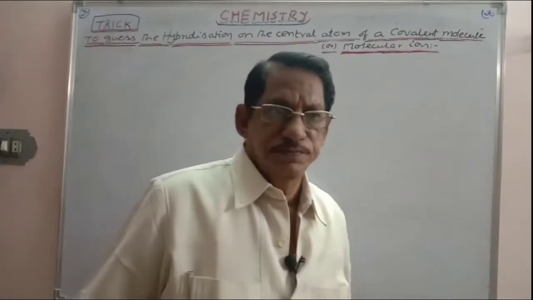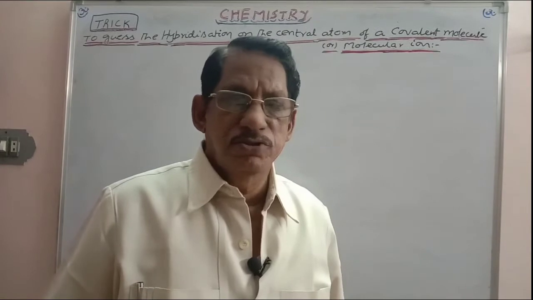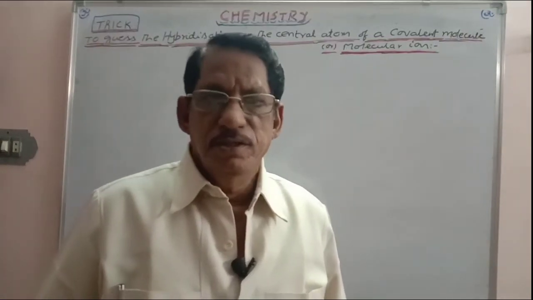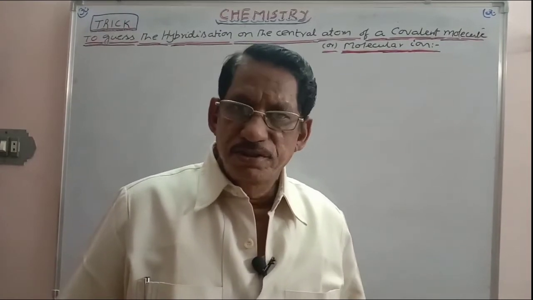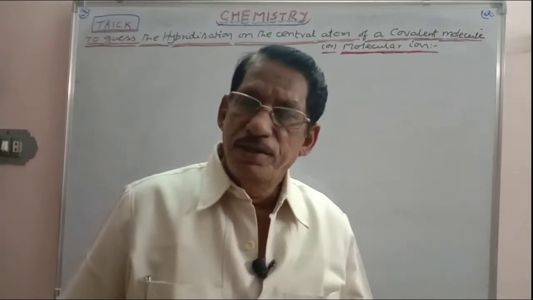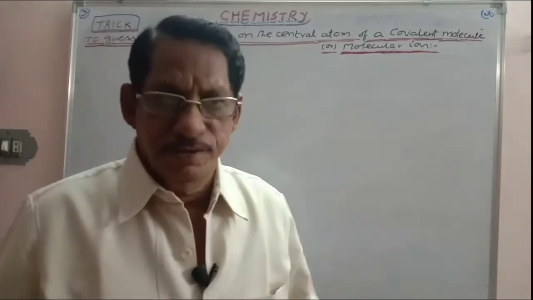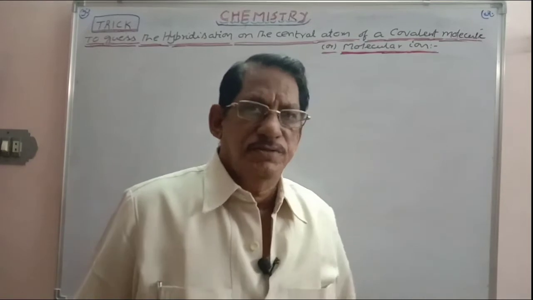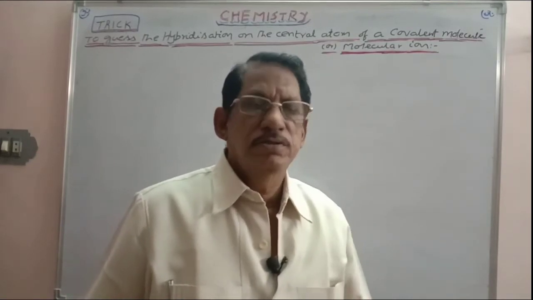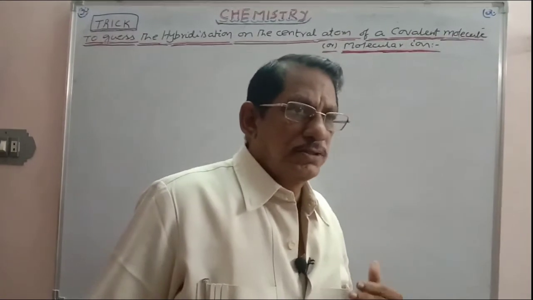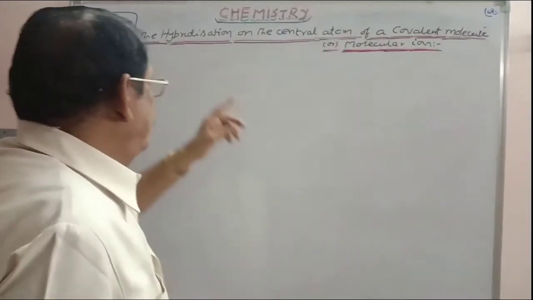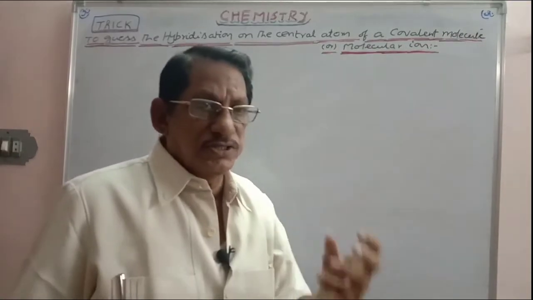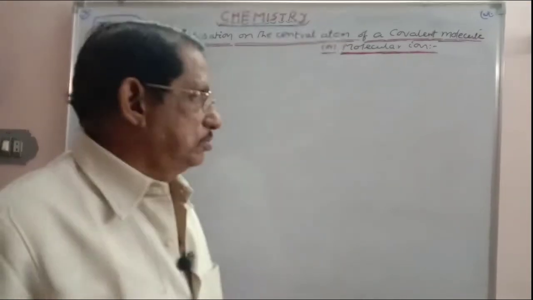In today's class, we are dealing with the most important topic of inorganic chemistry, namely hybridization on the central atom of a covalent molecule or molecular ion. You have to guess the hybridization. For that purpose, now we are dealing with a super trick, how to imagine the hybridization on the central atom of a covalent molecule.